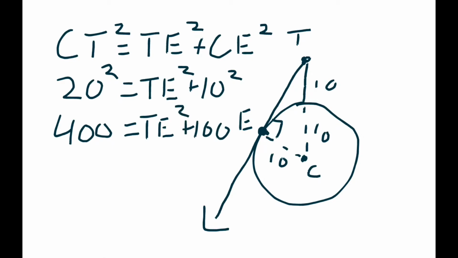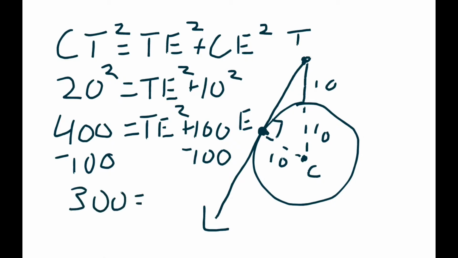Now you would solve by subtracting 100 from both sides to get 300 is equal to TE squared. Now you would need to take the square root, so your final answer would be square root of 300 is equal to TE.